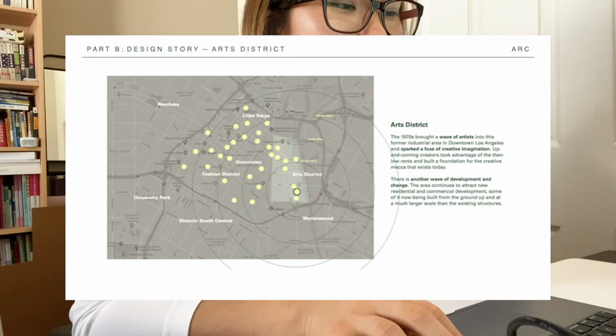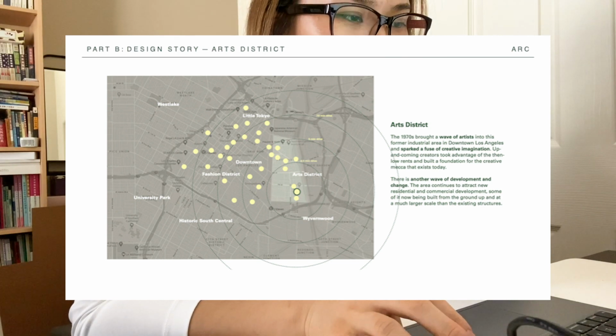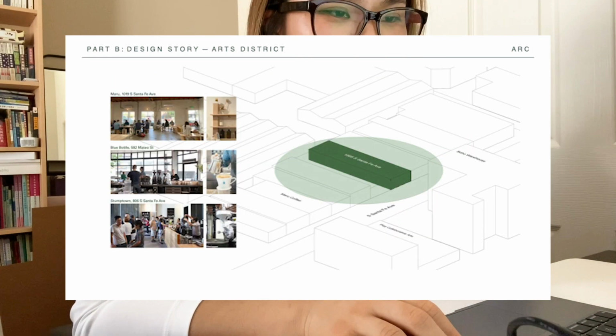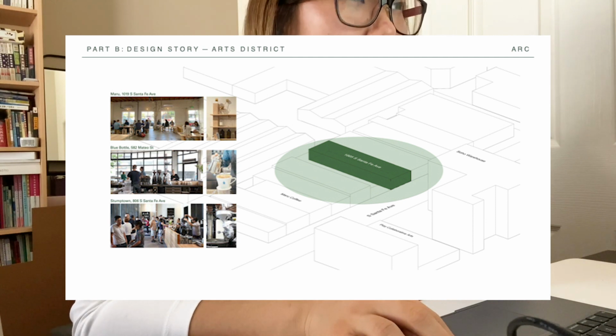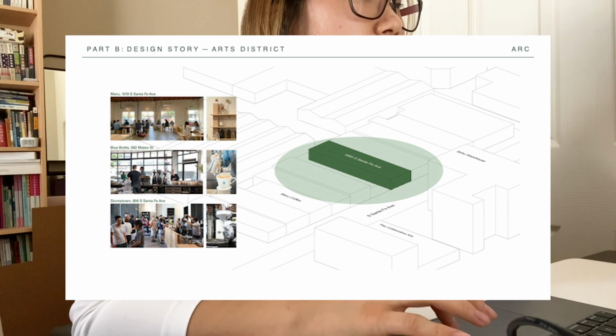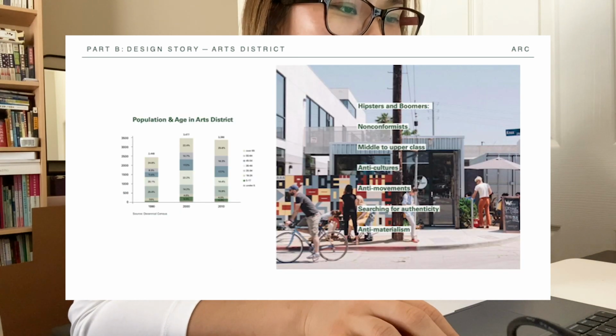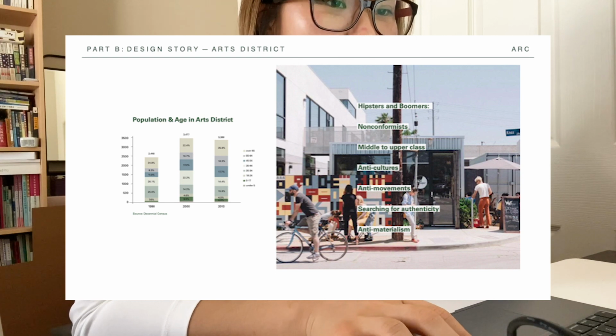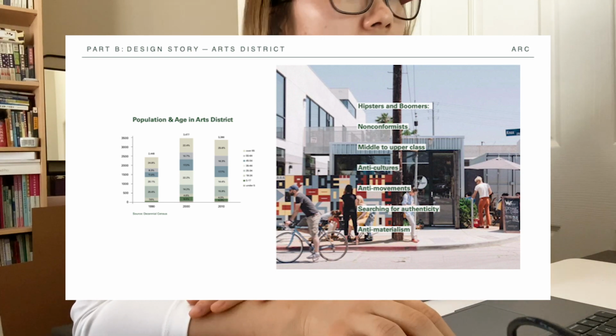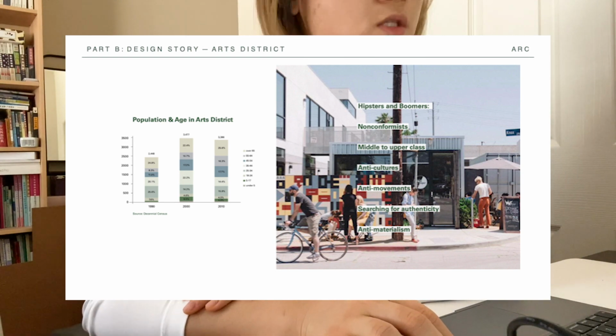So the location is the Arts District. From here, it's all from my presentation. There are different coffee shops around it that have unique brewing methods, and these are some keywords describing the neighborhood. And then this is the street view.